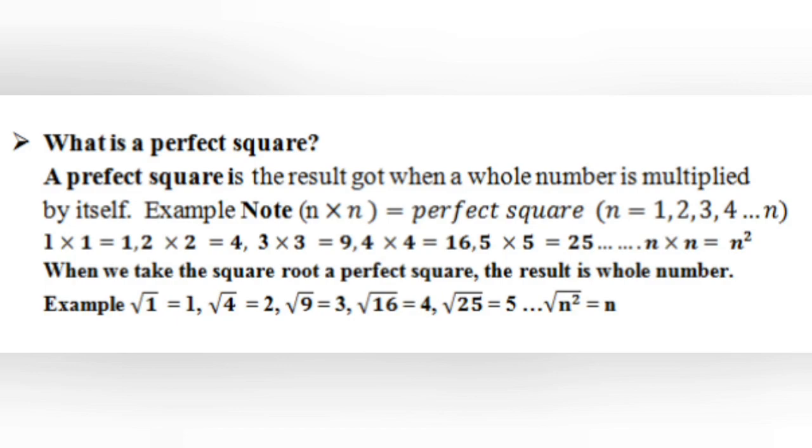When we take the square root of a perfect square, the result is a whole number. Example, the square root of 1 is equal to 1, the square root of 4 is equal to 2, the square root of 9 is equal to 3, the square root of 16 is equal to 4, and the square root of 25 is equal to 5, and the square root of n squared is equal to n, because the 2 will cancel the square root and it becomes n.